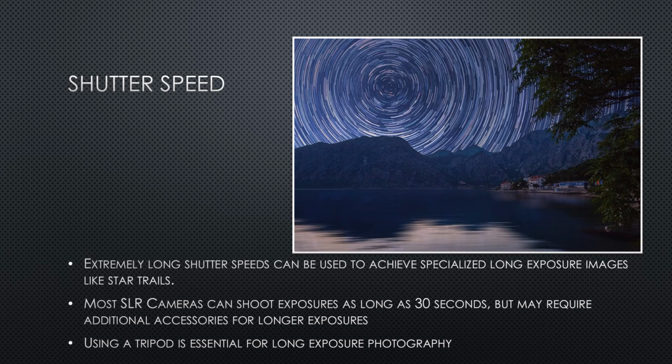Typical SLR cameras will give you the opportunity to shoot an exposure of up to about 30 seconds without requiring any additional accessories. If you're looking to create an image like this with a shutter speed open much longer than that, you'll likely require some sort of additional hardware like an intervalometer or your cell phone connected to your camera with an app that will give you longer shutter speeds.